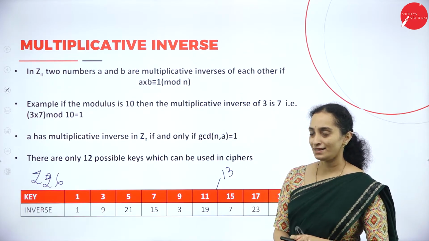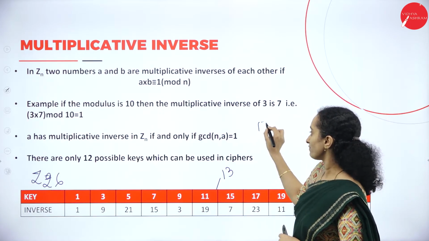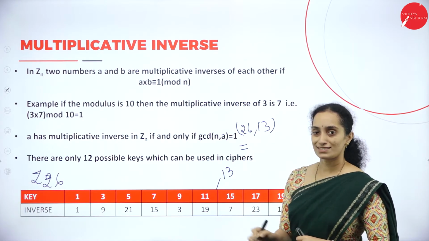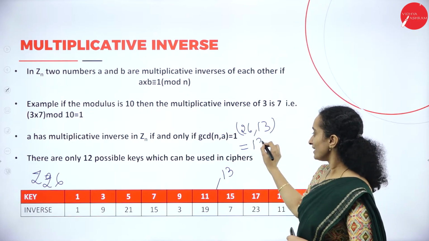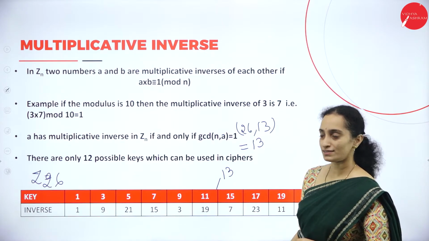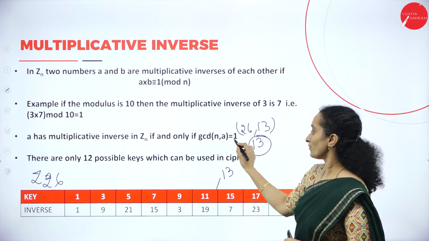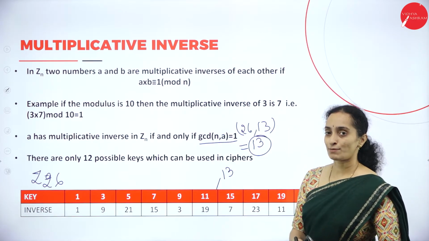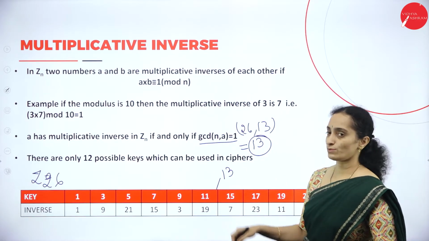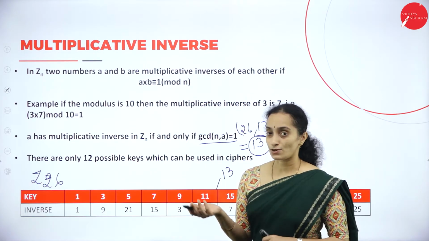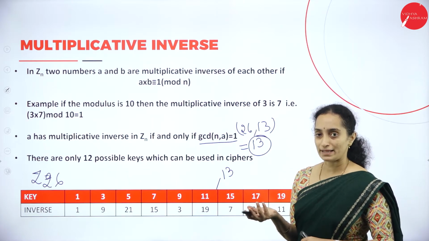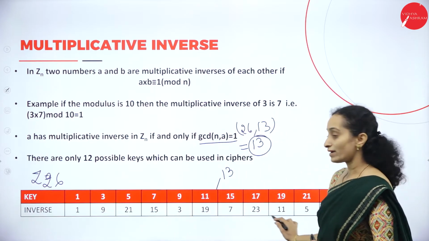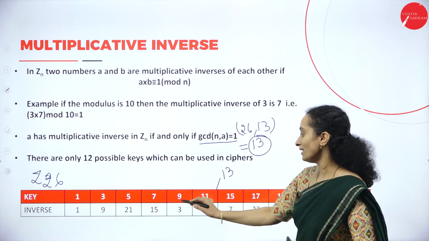Why is it missing? If you check the GCD of 26 comma 13, which is the GCD here? 13 is the GCD. Is it not? That means it is violating the rule that the GCD of both the modulus and the number must be 1. Here it is violating. So 13 cannot have a multiplicative inverse. Alright. Now it's already checked and has been given.